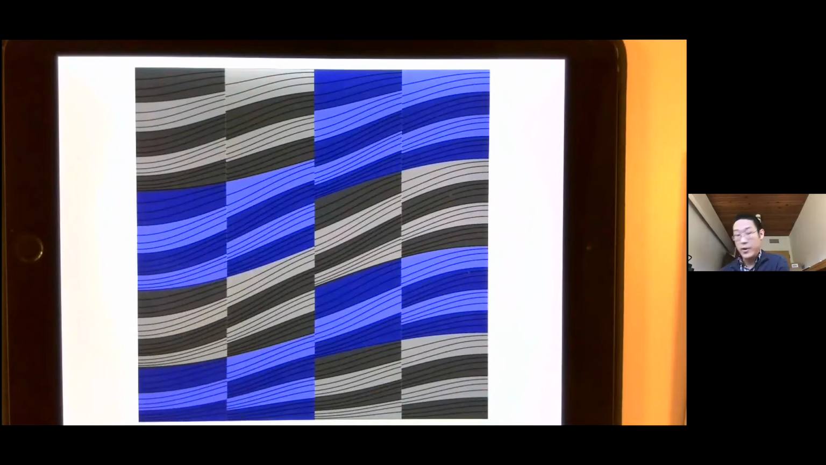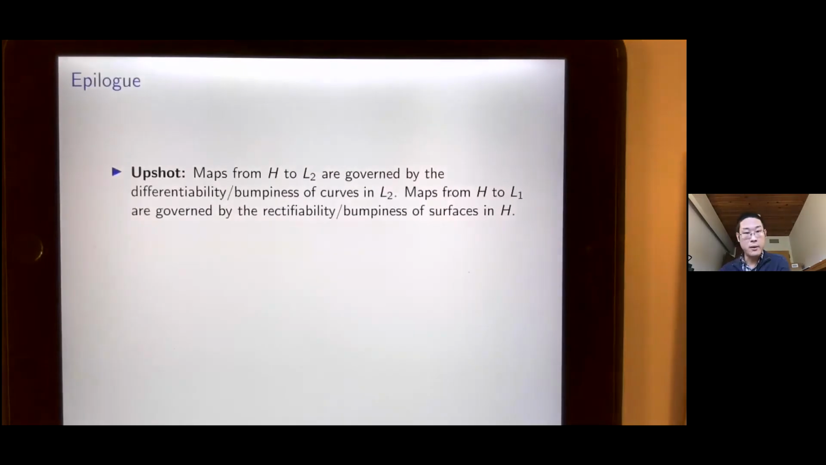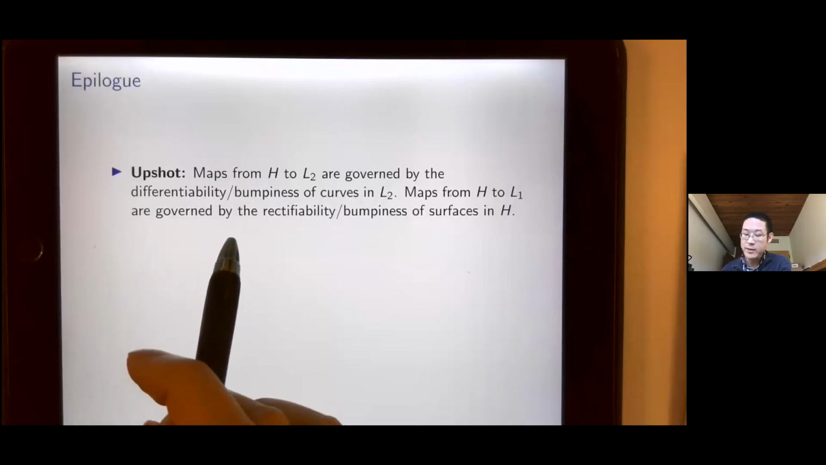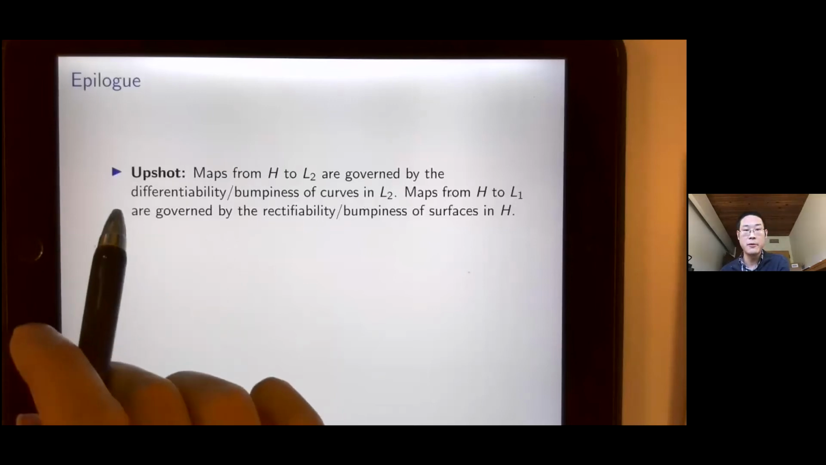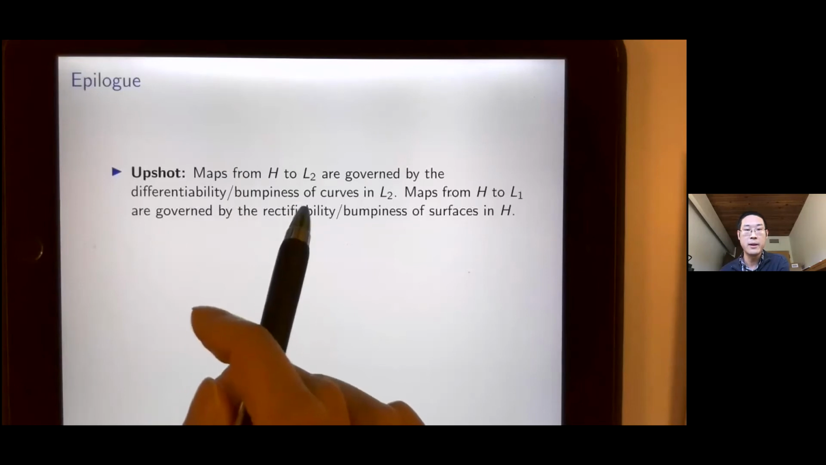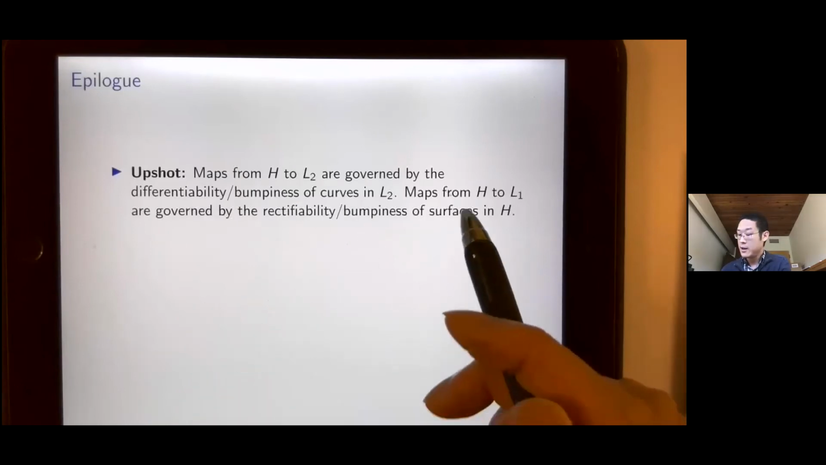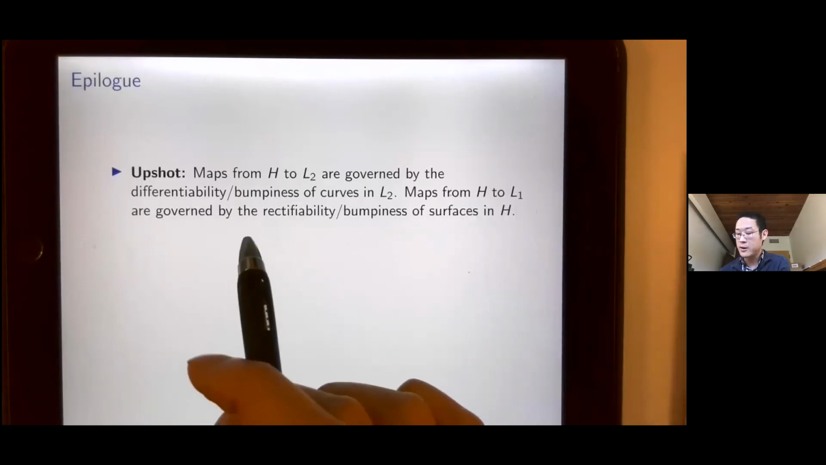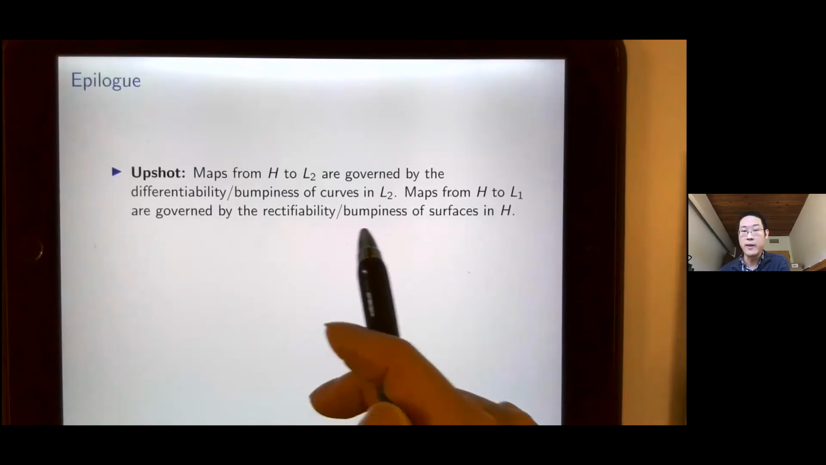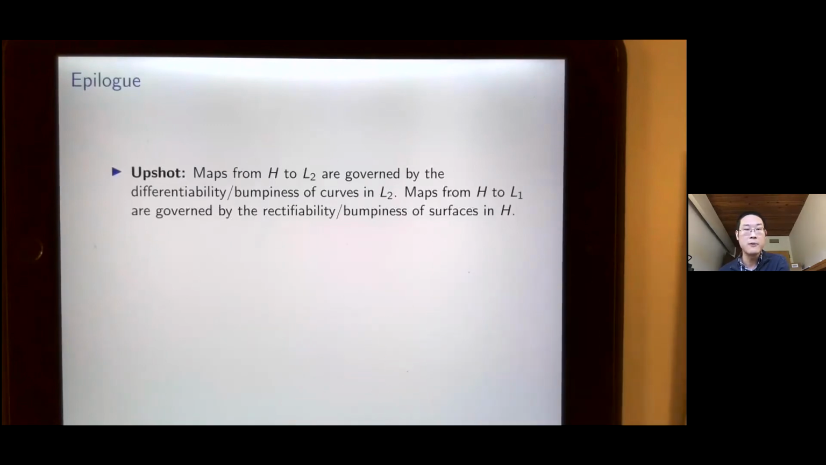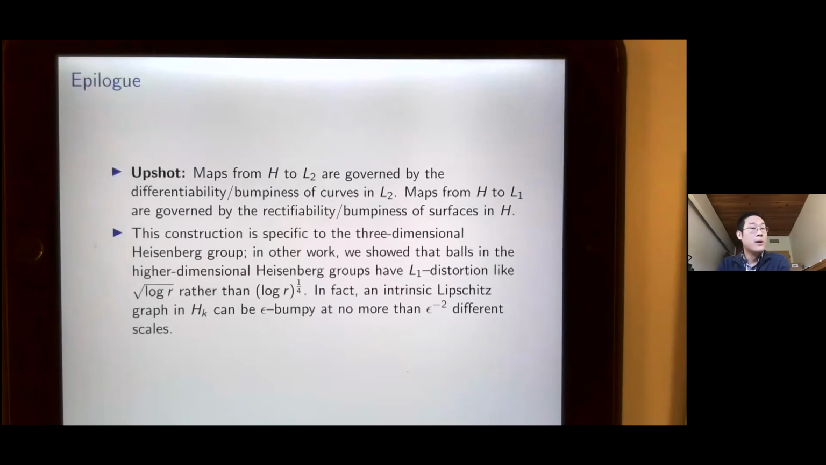So just to conclude, the short version of this talk is the following. Maps from the Heisenberg group to Hilbert space are governed by the differentiability and the bumpiness of curves in Hilbert space. Maps from the Heisenberg group to L1 are governed by the rectifiability and the bumpiness of surfaces in the Heisenberg group. And furthermore, surfaces in the three-dimensional Heisenberg group are very different from surfaces in the five-dimensional Heisenberg group.